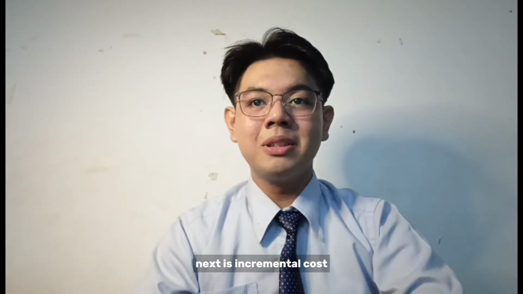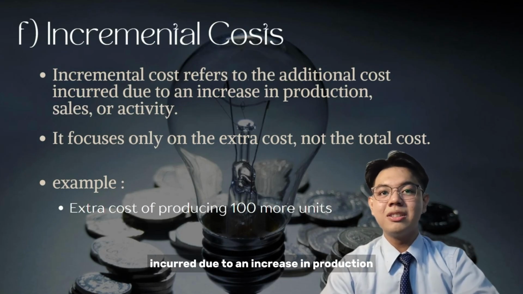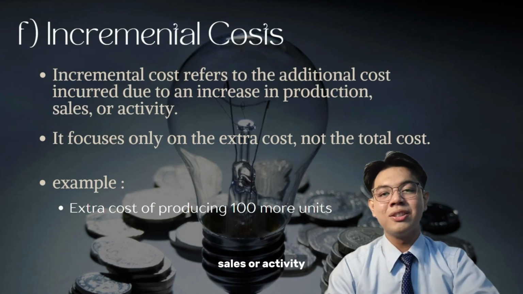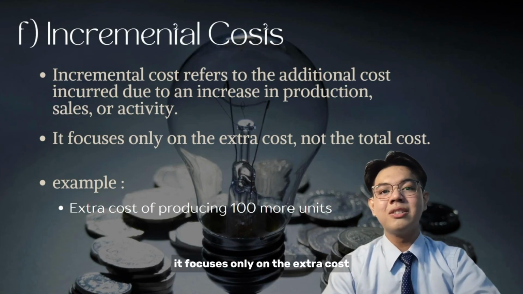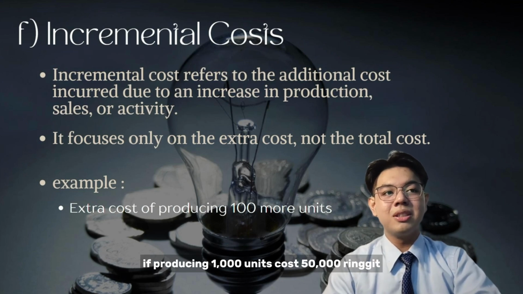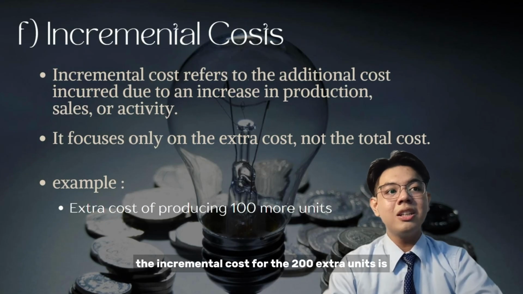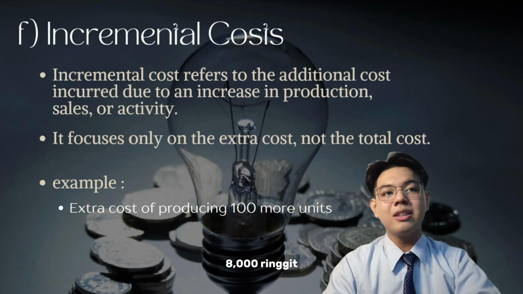Next is incremental cost. Incremental cost refers to the additional cost incurred due to an increase in production, sales, or activity. It focuses only on the extra cost, not the total cost. For example, if producing 1,000 units costs 50,000 ringgit and producing 1,200 units costs 58,000 ringgit, the incremental cost for the 200 extra units is 8,000 ringgit.